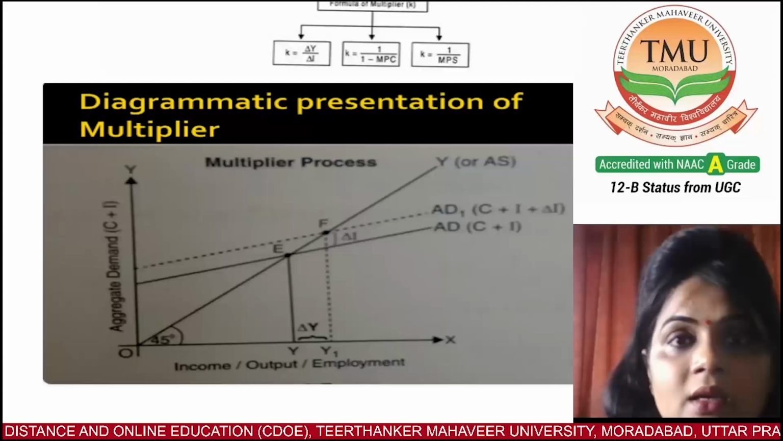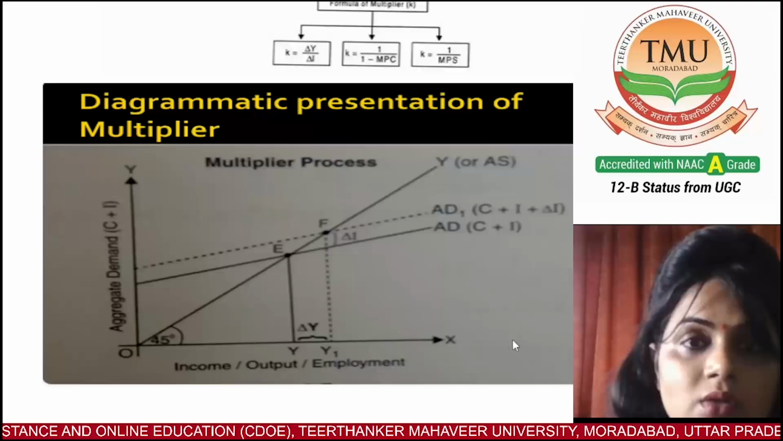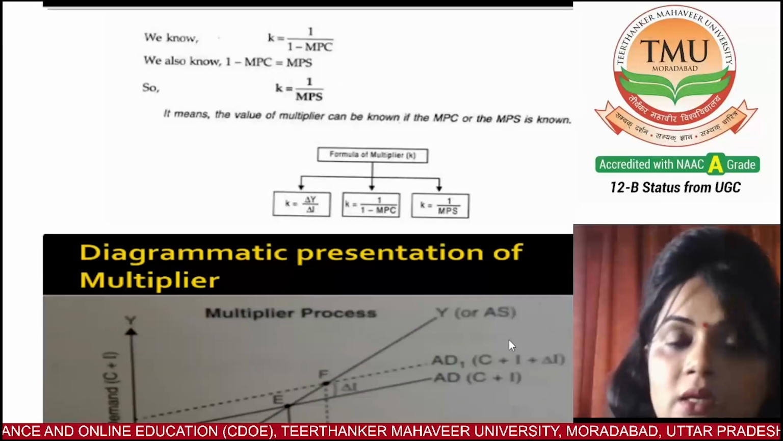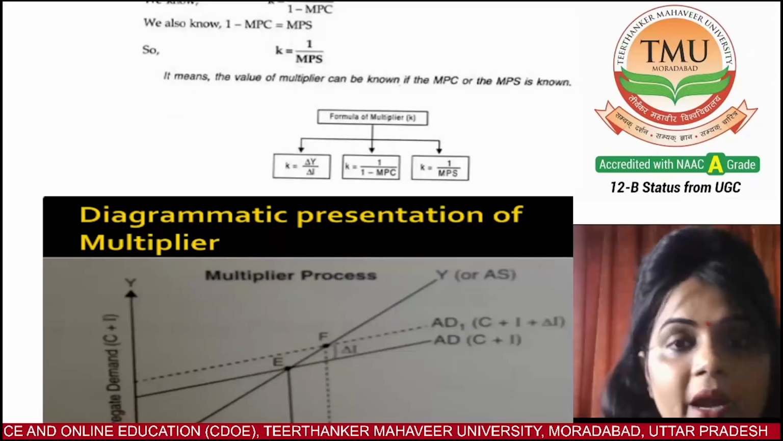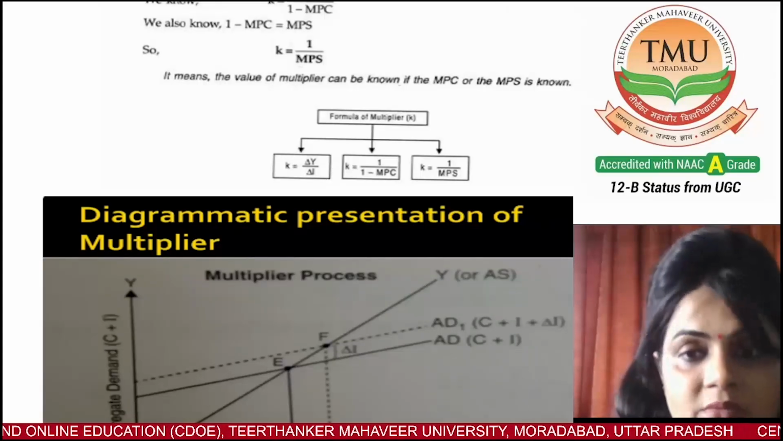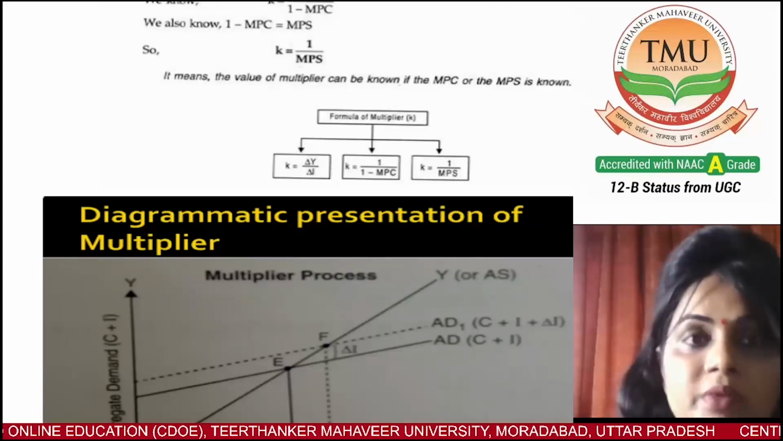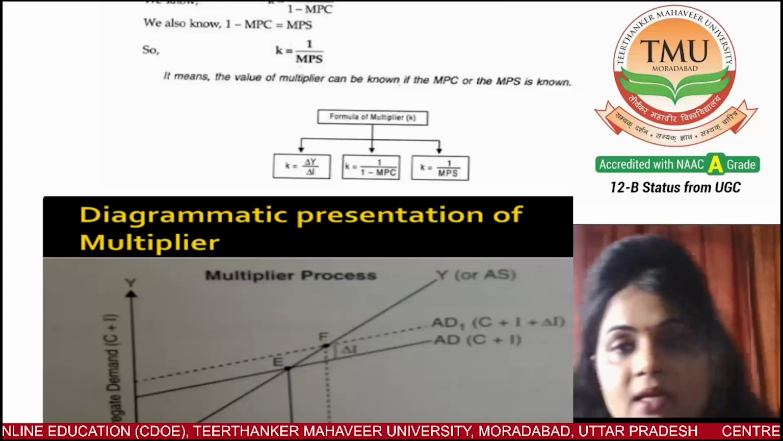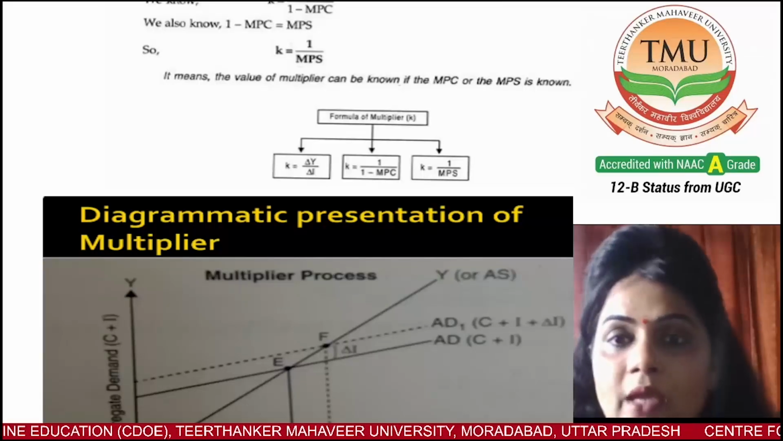The investment multiplier, as you can see here, K is equal to delta Y, the change in income, upon delta I, the change in investment. In the next video, we will also discuss other concepts. Thank you very much.